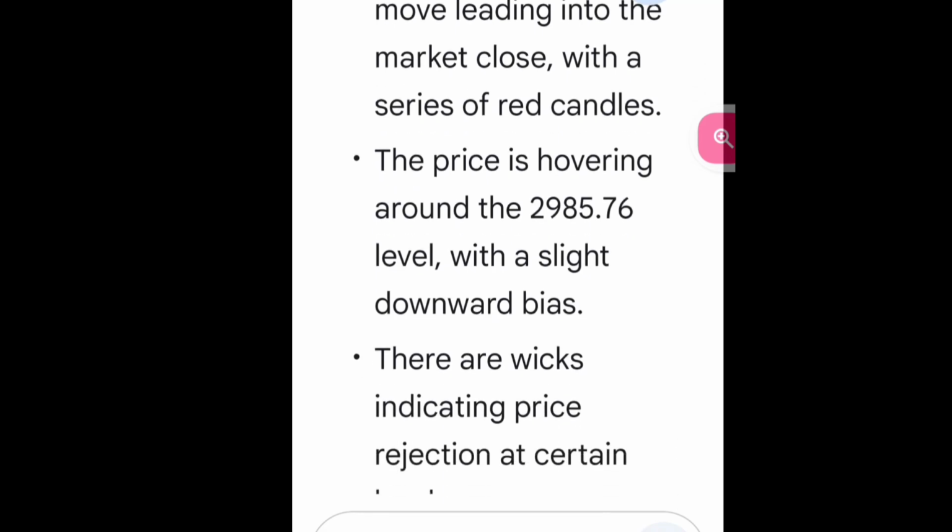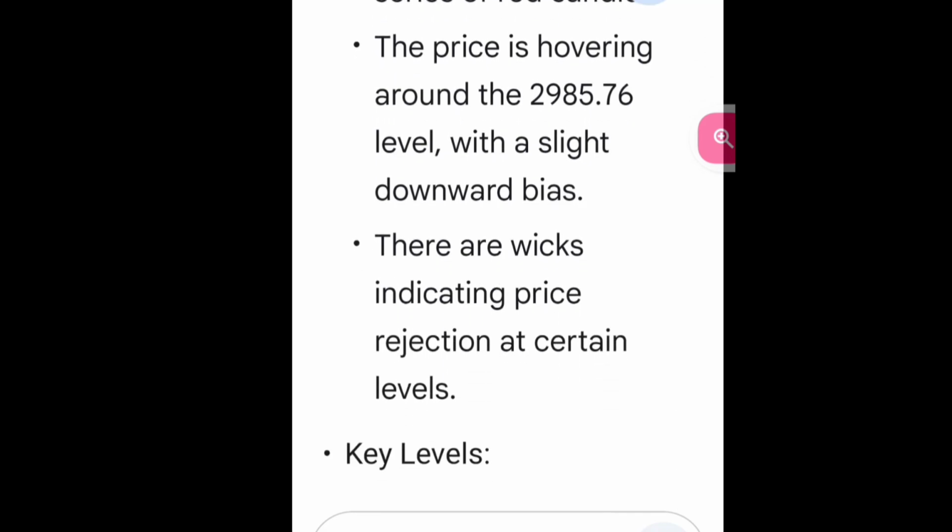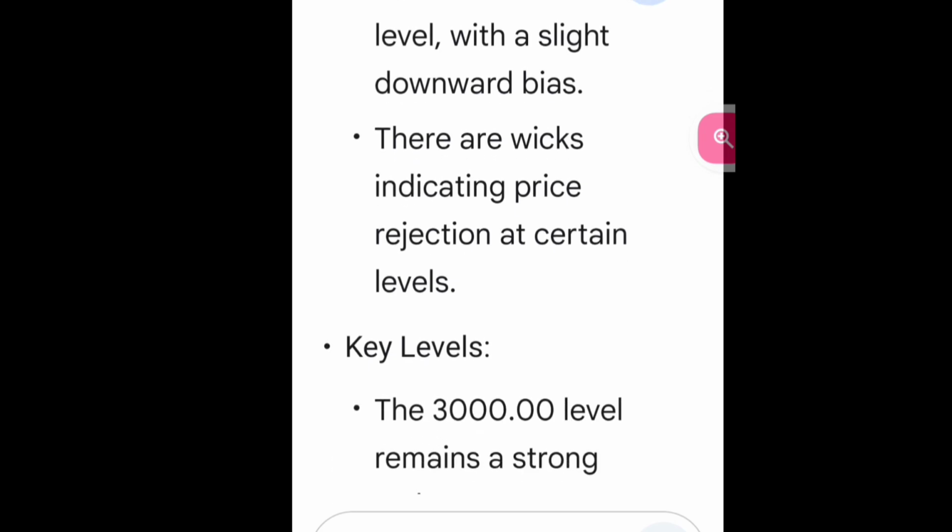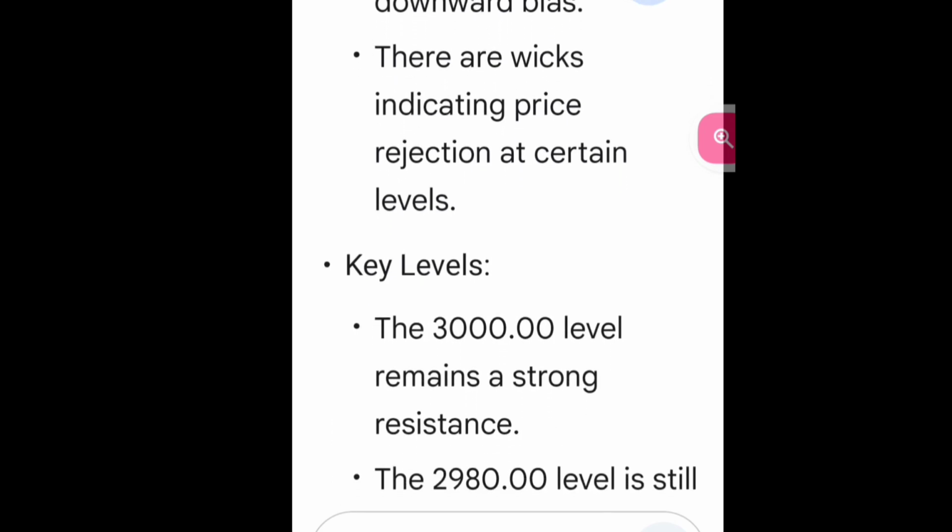The price is hovering around the 2,985.76 level, with a slight downward bias. There are wicks indicating price rejection at certain levels.